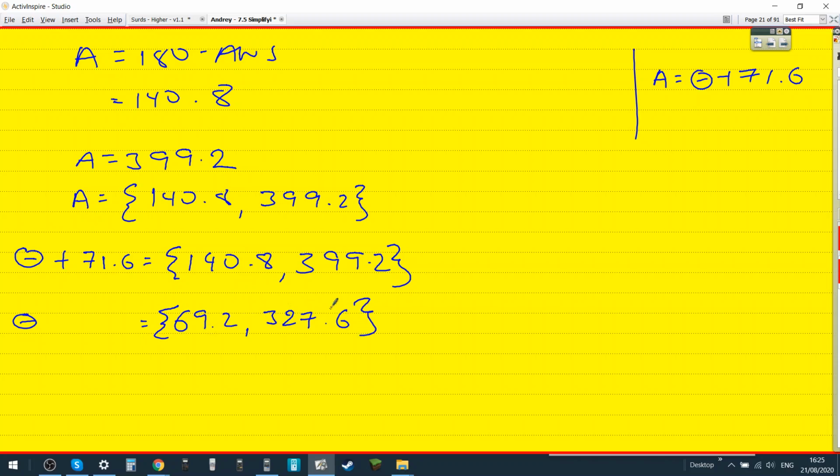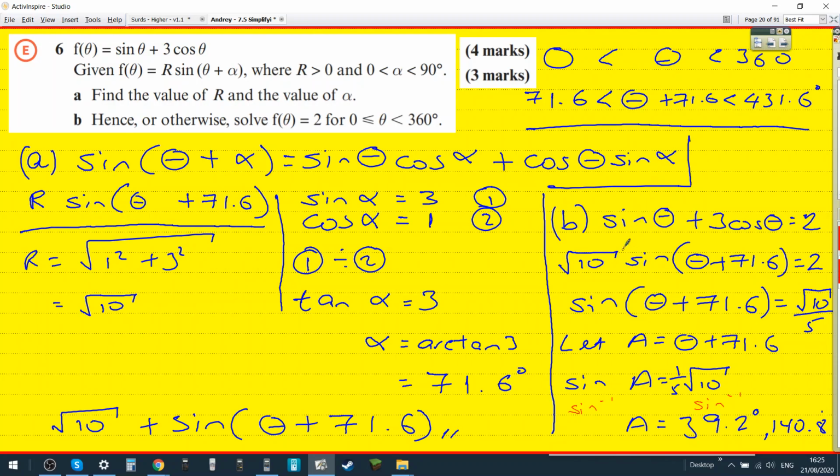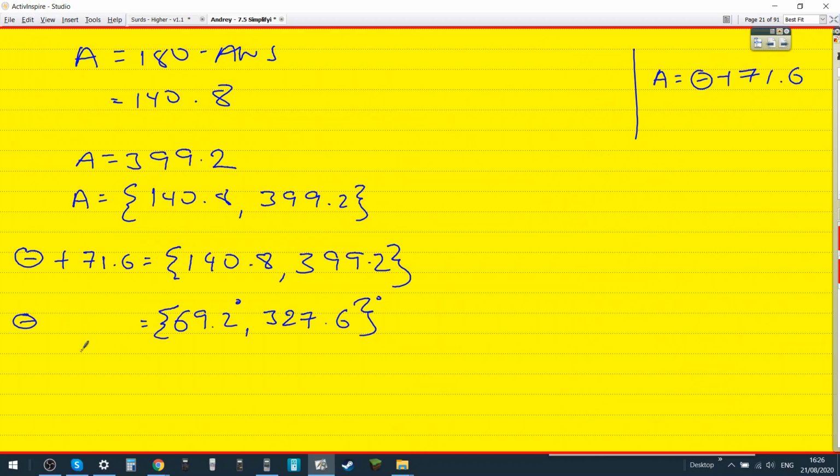69.2. But won't 69.2 be wrong because it's not within the range? It's not within the range of theta plus 71.6, but it is in the range of theta. Oh, okay. Theta is in between 0 and 360. And so we got these. If we had kept our original one, 39.2, and we subtracted 71.6, then it would be outside the range. Maybe that's the way to go about this, to just get your answers and check at the very end. Maybe that's more intuitive.